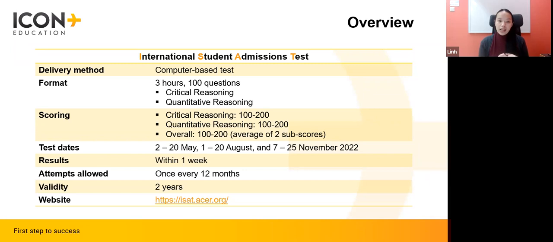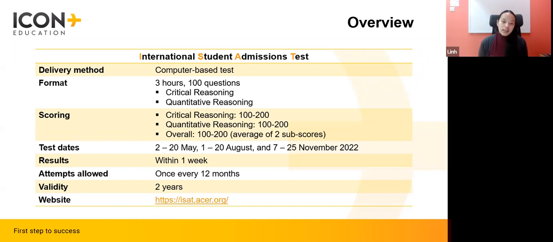In terms of the test dates, on the slide, these are the dates for 2022. There will be 3 cycles publicized for this year, one in May, one in August, and one in November. You can choose whichever one you want to sit for, as long as it fits into the application schedule for the schools you're interested in. The results come rather slowly for a computer-based test. It can take up to a week. If they are fast, you can probably get your results in 3 or 4 days from the test day, but it can take up to a week.